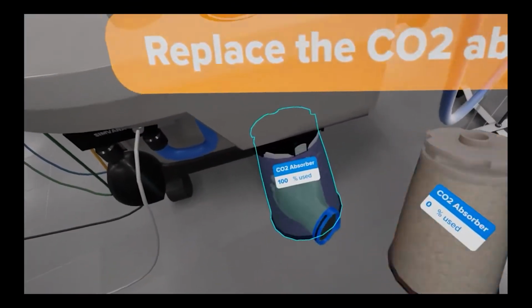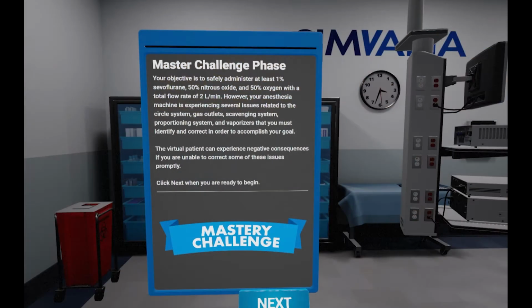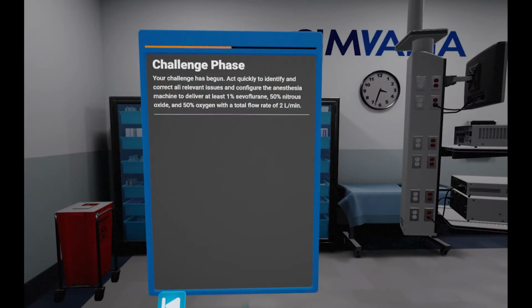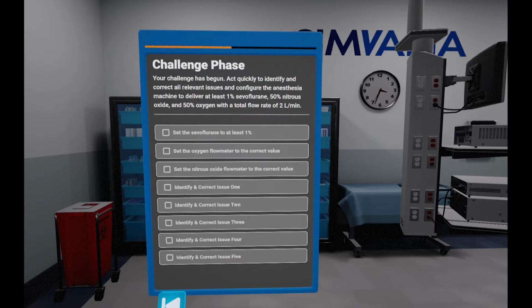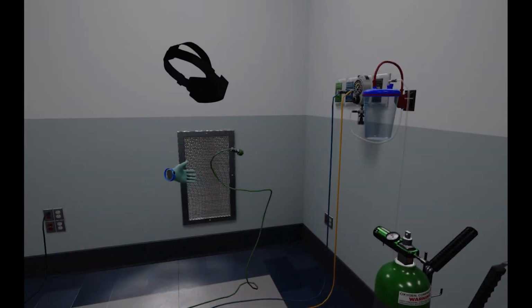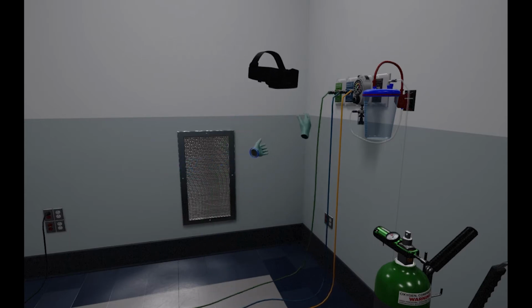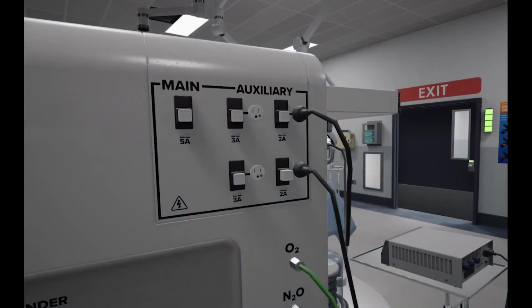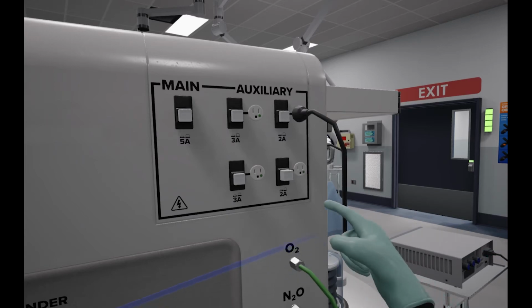At the end of each major section, the student is presented with a challenge that incorporates knowledge from all of the prior lessons. For example, they may be given the objective to administer 2% sevoflurane and 50% nitrous oxide with a total flow rate of 2 liters per minute. However, the gas lines may be disconnected, the electrical breakers are flipped, the machine is turned off and unplugged, and the scavenger is turned off, and so on.